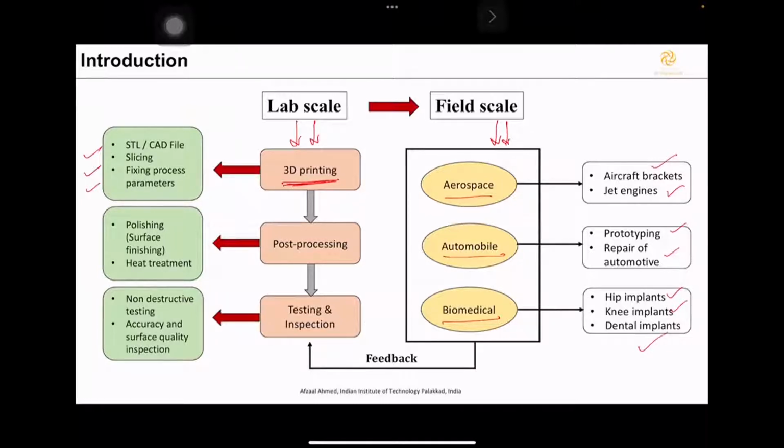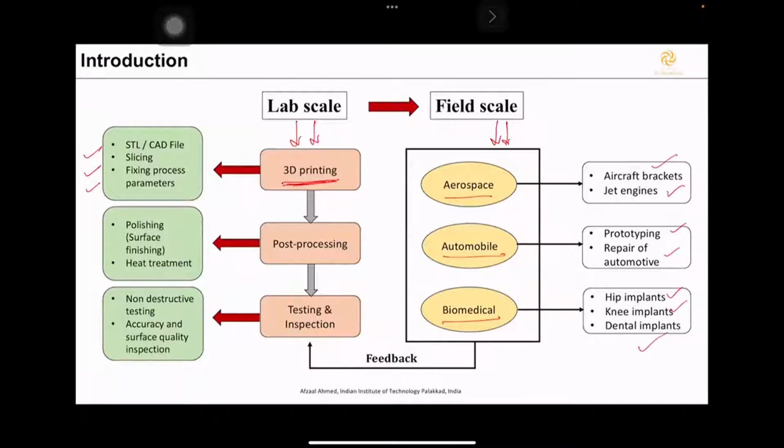Now the next step is the post-processing, which is inevitable. Why? Because we'll discuss in further slides what happens once the product comes out of the printing chamber, and what the various defects are. We have to mitigate those defects. How can you do that? You have to go for certain post-processing steps like heat treatment, polishing, grinding. There are many more processes which we'll discuss in detail in the coming slides.